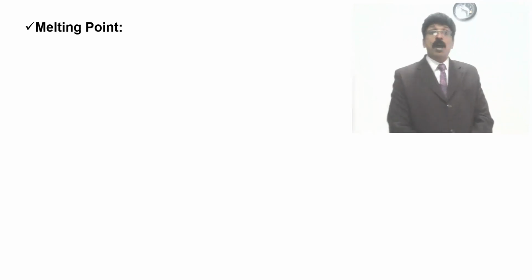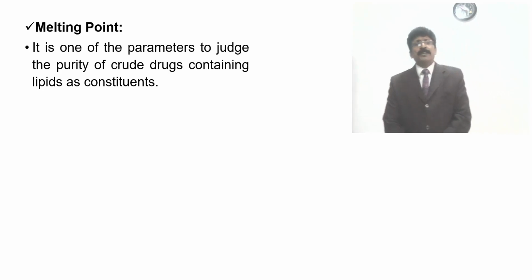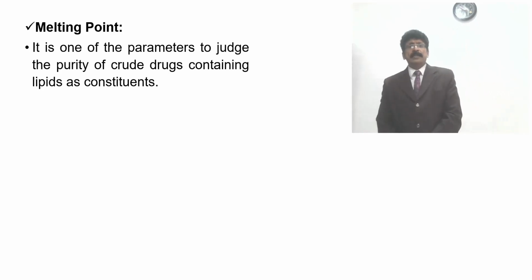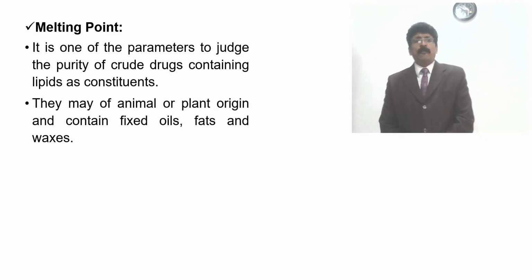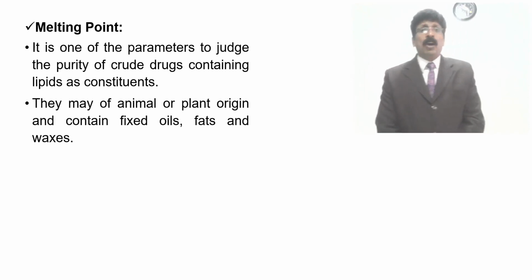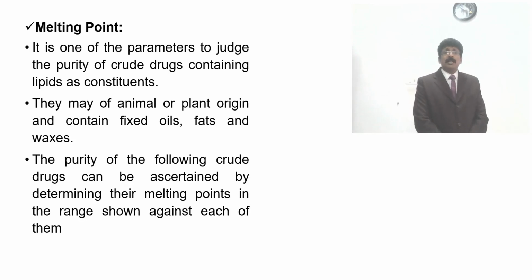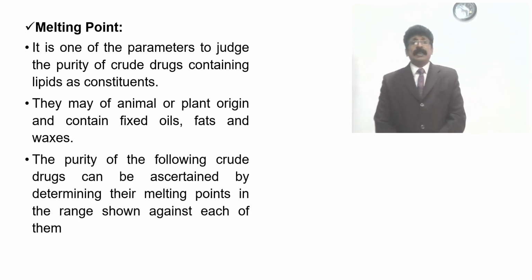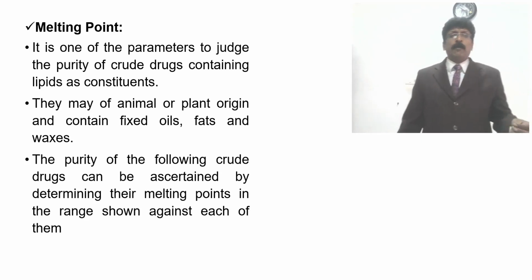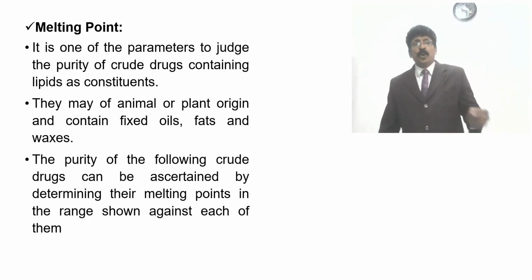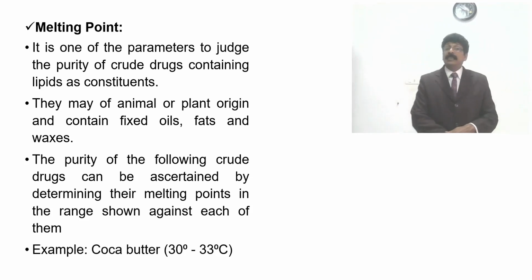Melting point is one of the parameters to judge the purity of the crude drug containing lipids as constituents. They may be of animal or plant origin. They contain fixed oils, fats and waxes. The purity of the following crude drugs can be ascertained by determining their melting points in the range shown against each of them. Example, cocoa butter, 30 degrees to 33 degrees centigrade.